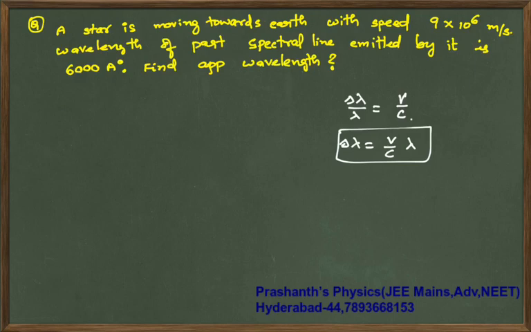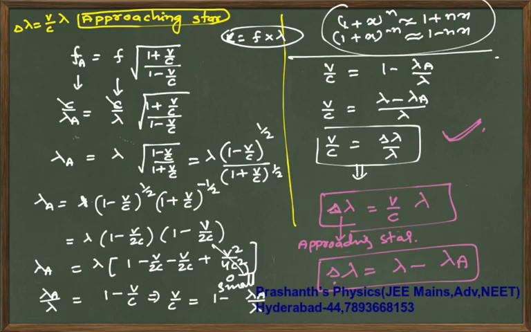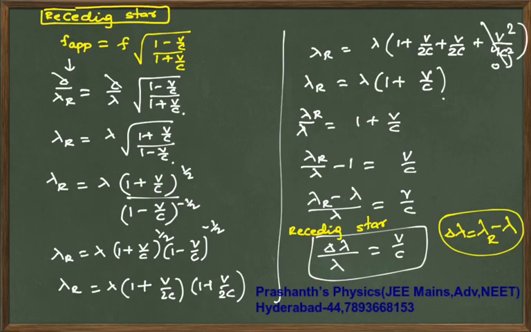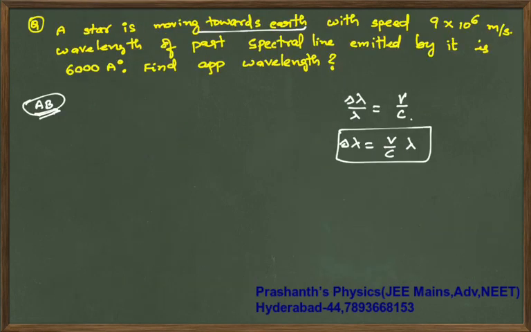If it is approaching star, blue shift; receding star, red shift. Now in this case it is coming towards earth, so it is an approaching star, so blue shift. For blue shift, what is the formula you are supposed to take? Okay, so look at this slide. So in case of blue shift, what is the formula? Lambda minus lambda apparent, right? So your lambda minus lambda apparent is equal to v by c times lambda.